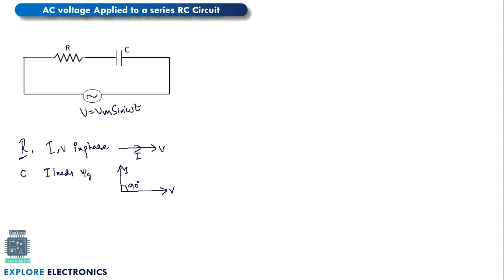Now we will have the combination of these two. We need to consider the voltage across the resistor as VR, and the voltage across the capacitor as VC. Now we need to consider the current flow in this direction, that is I. So if you write the phasor diagram for this, VR and VC are separately considered as voltages, and the current will be the same through those two. The phasor diagram looks like this.